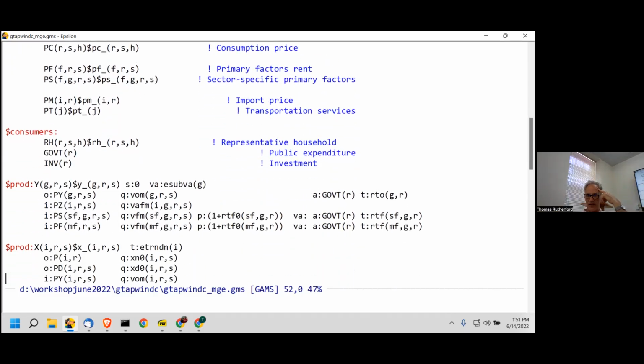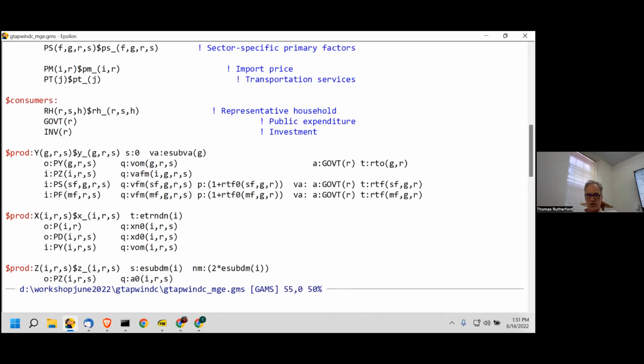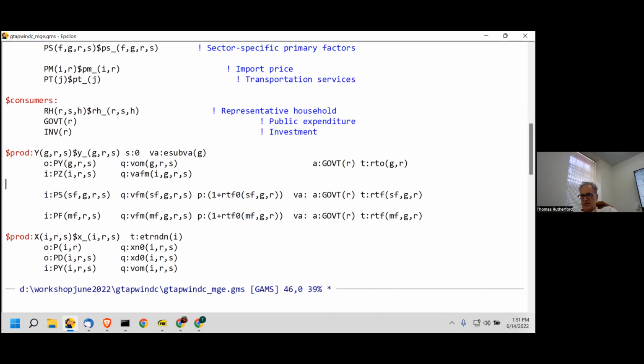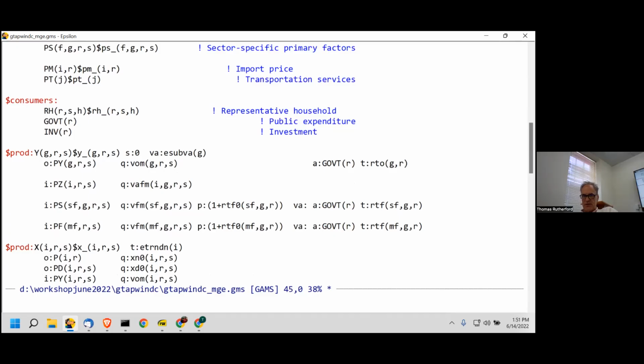And then this represents the production. So this is production of good G in country R in sub-region or state S. And if we look at how this works, we have primary factors, which may be mobile. If it's an oil or natural gas sector, or an agricultural sector, there may be specific factors, that's PS. The PZ is the composite inputs of good I, region R, state S. So VAFM represents that, and VOM represents the value of sales from that. So this is by country, by region, by sector.